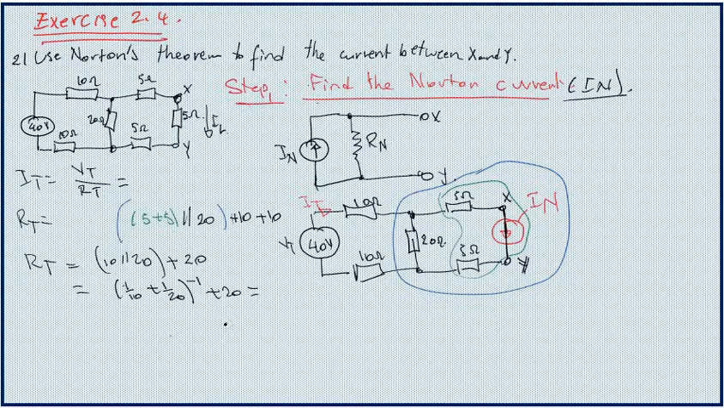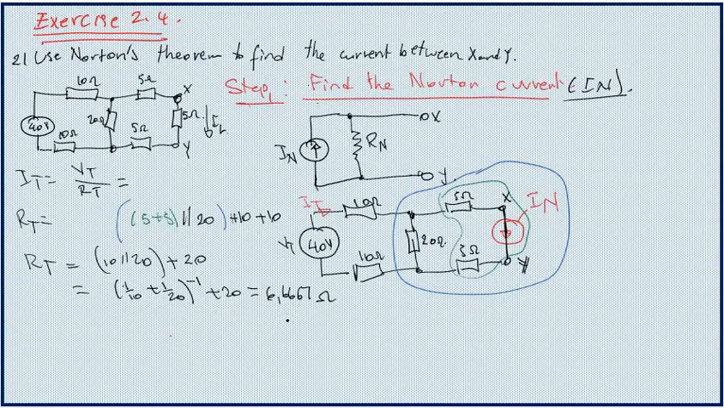So the value of the total resistance is 1 divided by 10 plus 1 divided by 20, and then the inverse. So I get 6.76 ohm. So that is the value of the total resistance.